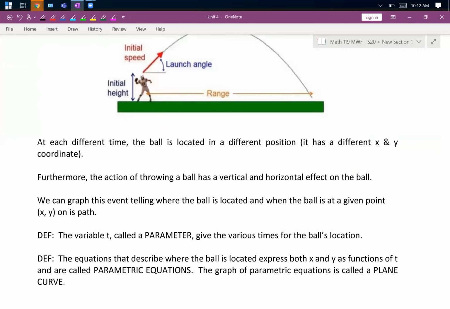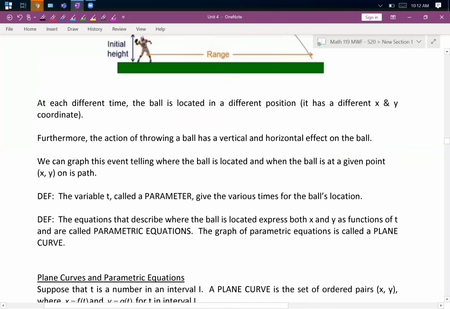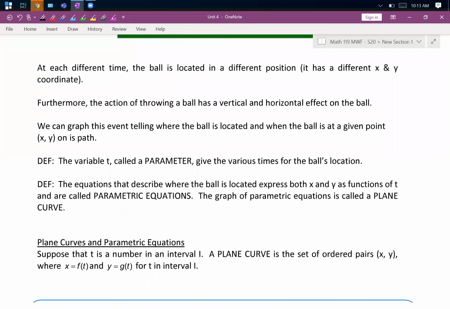We can graph this event, telling where the ball is located and when the ball is at a given point on its path. The variable t is called the parameter, and it gives the various times for the ball's location. The equations that describe where the ball is located express both x and y as functions of t and are called parametric equations. The graph of parametric equations is called a plane curve.